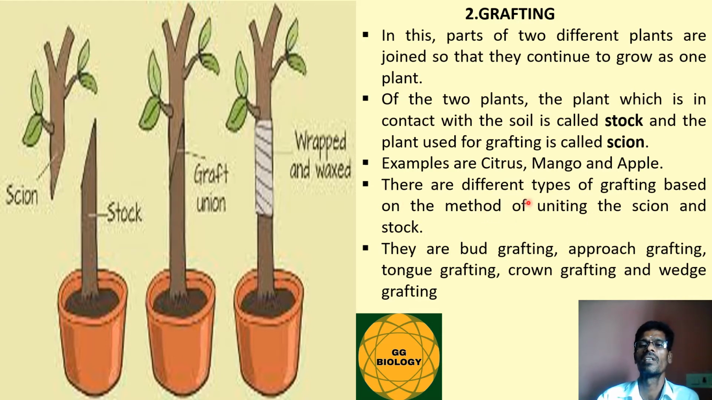There are different types of grafting based on the method of uniting the scion and the stock. They are bud grafting, approach grafting, tongue grafting, crown grafting and wedge grafting. You may get this question from a 2-mark point of view: what are the different types of grafting methods? Bud grafting, approach grafting, tongue grafting, crown grafting and wedge grafting are the different methods of grafting.